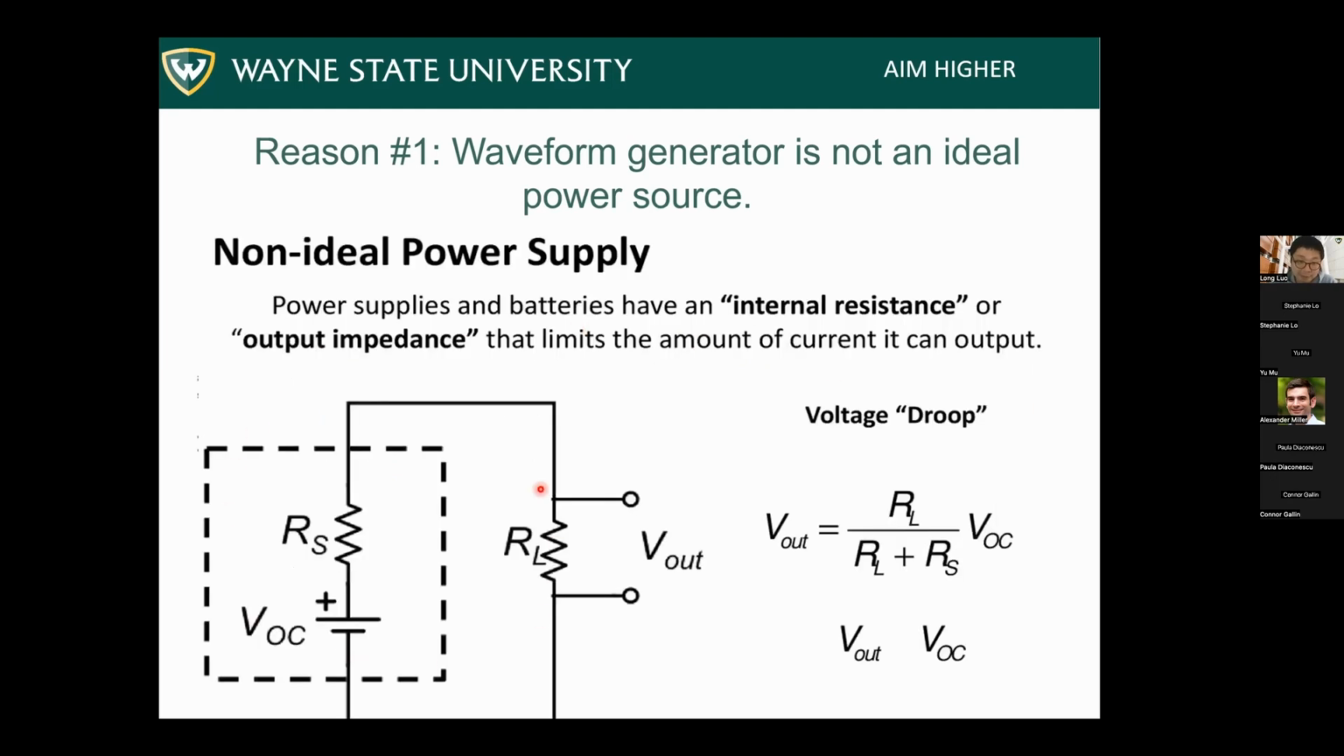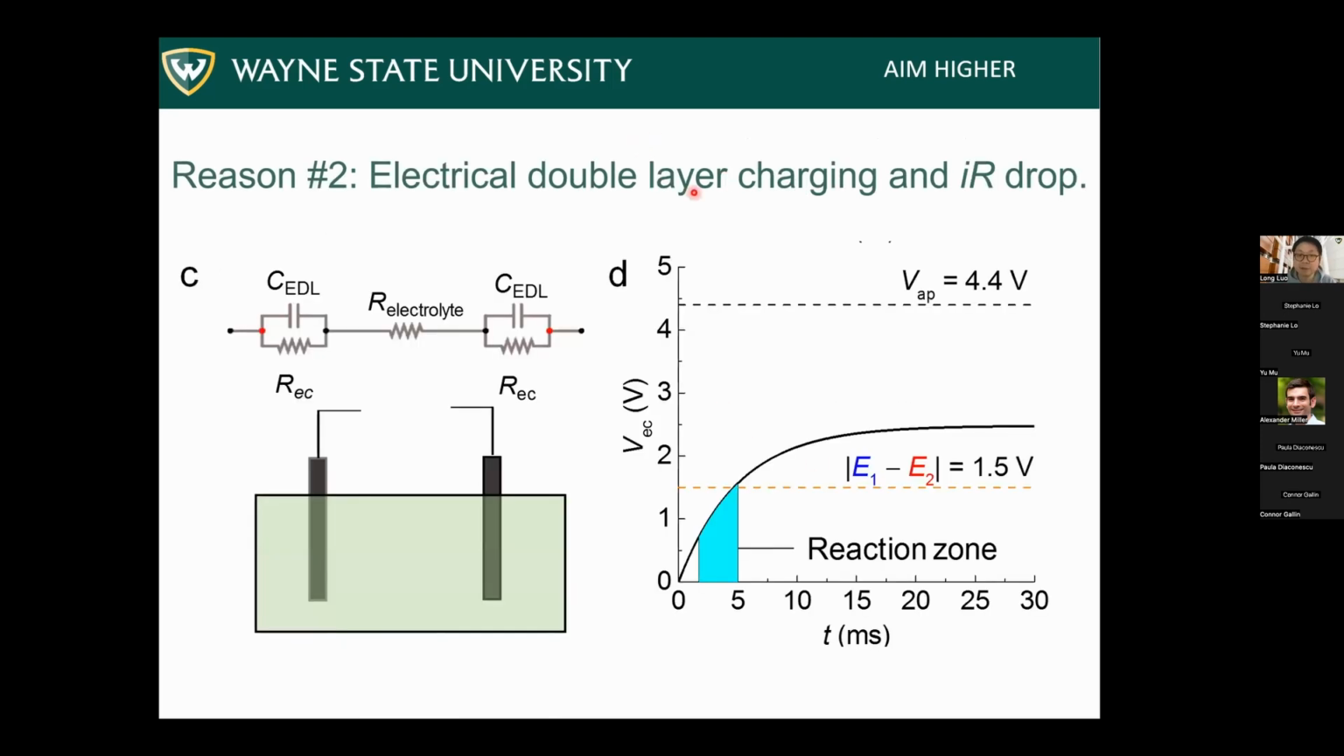You probably still remember this kind of circuit you learned in physics class in high school or middle school, whatever. So a non-ideal power supply has some resistance. You're going to share the voltage that you can output. So that's the voltage drop. We lost about half of the voltage because our AC waveform generator is not an ideal power source. And the second reason is electrical double layer charging and IR drop in the solution.